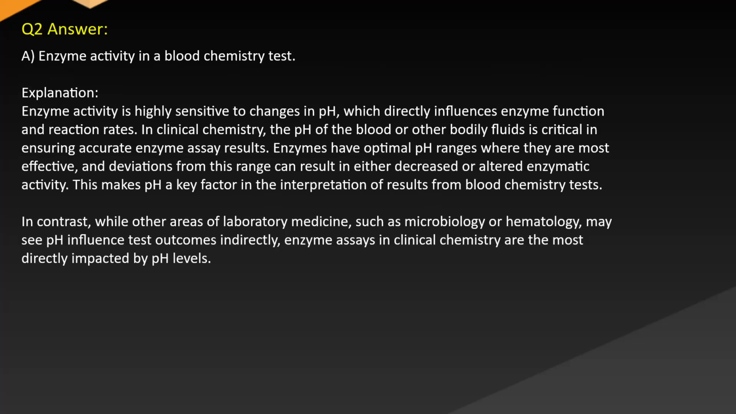Answer: A. Enzyme activity in a blood chemistry test. Explanation: enzyme activity is highly sensitive to changes in pH, which directly influences enzyme function and reaction rates. In clinical chemistry, the pH of the blood or other bodily fluids is critical in ensuring accurate enzyme assay results. Enzymes have optimal pH ranges where they are most effective, and deviations from this range can result in either decreased or altered enzymatic activity. This makes pH a key factor in the interpretation of results from blood chemistry tests.